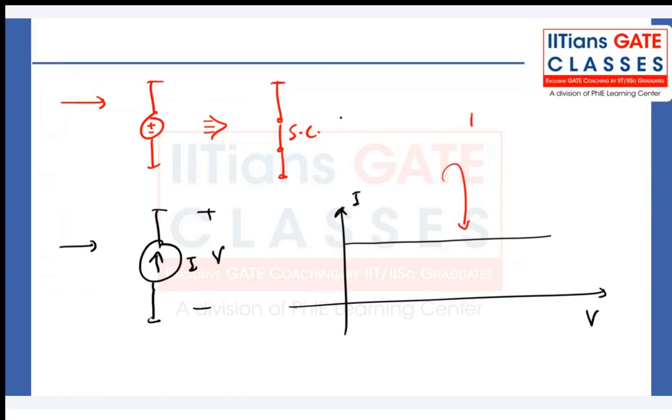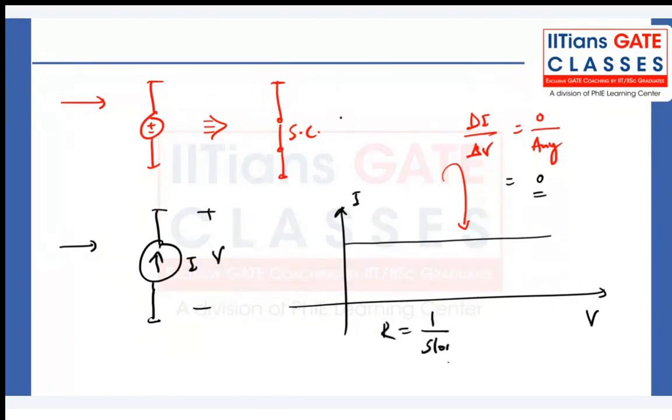So change in I upon change in V: change in I is zero and change in V is anything. So the slope here is zero. In fact, by looking at this IV characteristic, you can understand the slope. If there is a vertical line, the slope is infinite. If this line is parallel to the x-axis, the slope is zero. And if you take the reciprocal of that, you get 1 by slope.